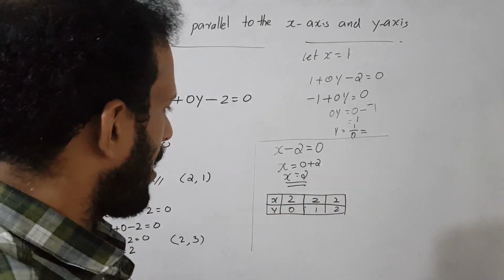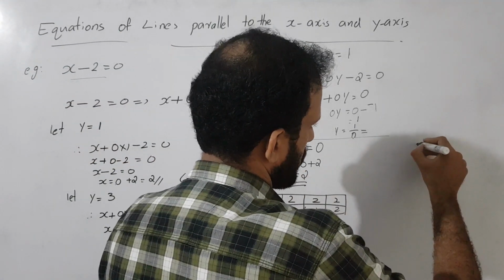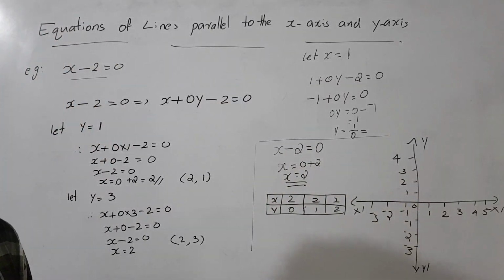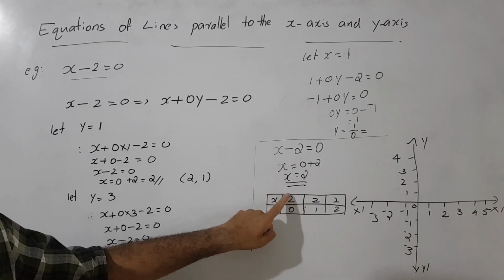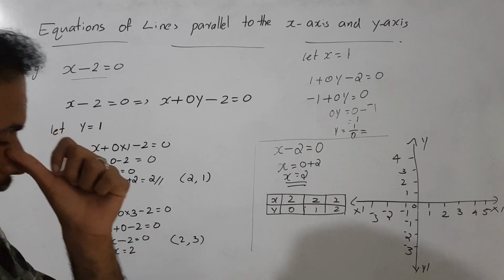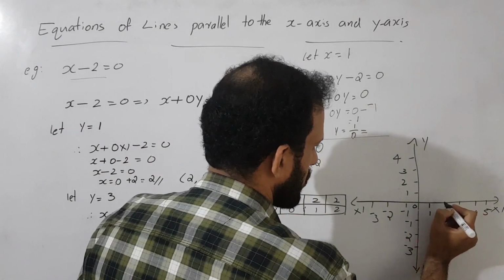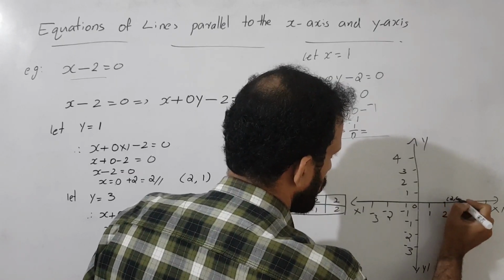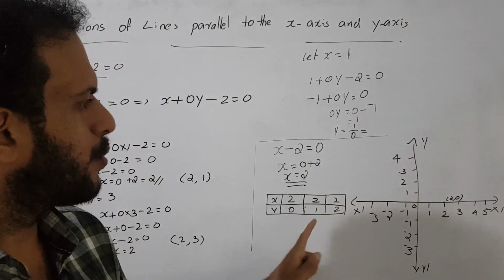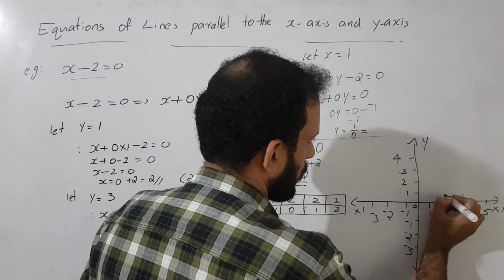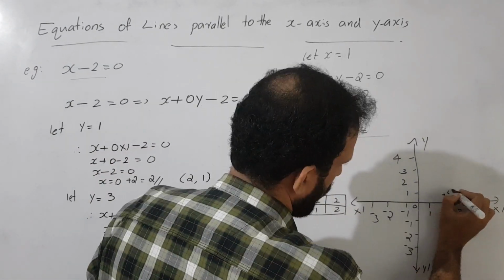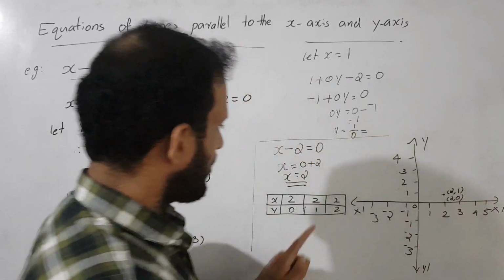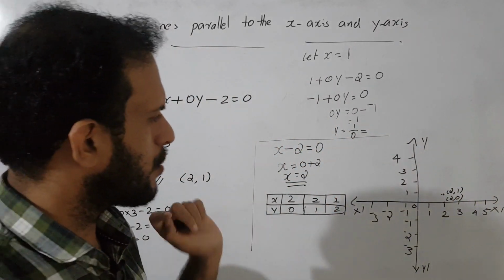Clear? Then how do we write? Then we draw the graph like this. After making the x-axis and y-axis, we just mark the points. The first coordinate is 2, 0. 2, 0 means the point lies on the x-axis. Then the second point is 2, 1. 2, 1 lies here. Then the third coordinate is 2, 2.